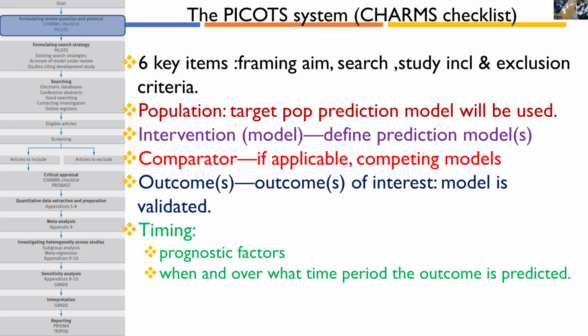Second is, when is the outcome measured? You can't just say the outcome is depression. At what particular time point after entry into the cohort will the outcome be measured? So timing is very important.